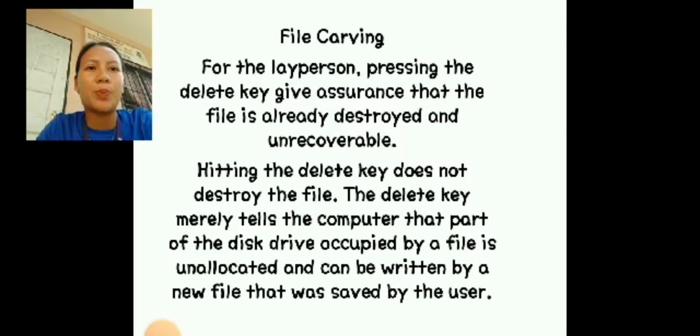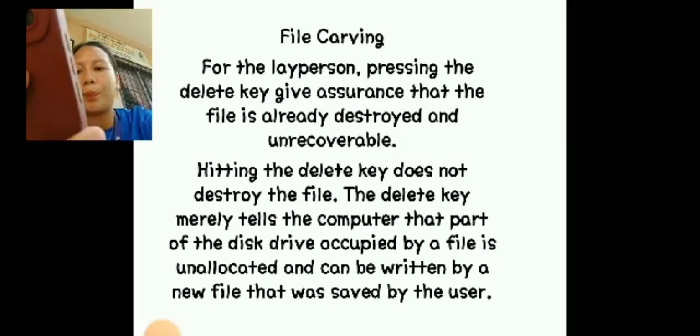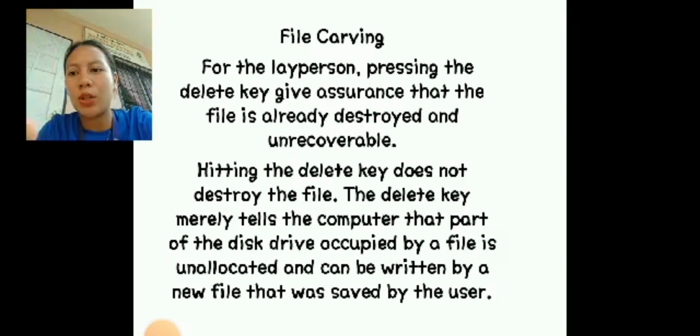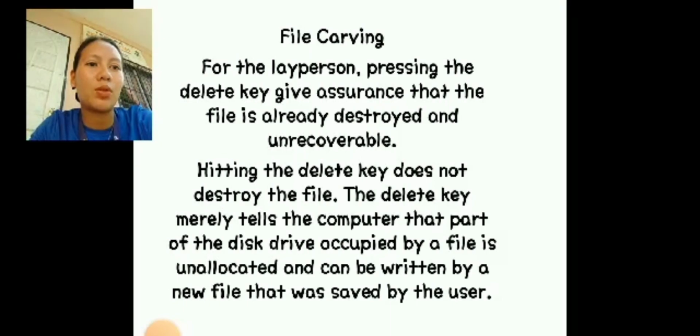So, file carving. Working with computers, a user learns how to save a file, how to modify the file, and most certainly how to delete a file. For the layperson, pressing the delete key gives assurance that the file is already destroyed and unrecoverable. Hitting the delete key does not destroy the file. The delete key merely tells the computer that the part of the disk drive occupied by the file is unallocated and can be written over by a new file saved by the user.